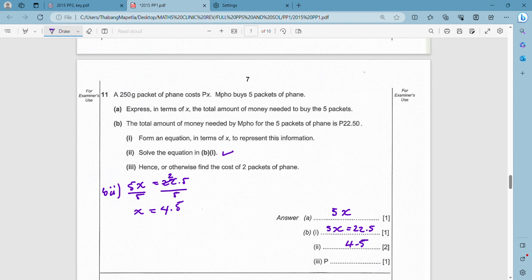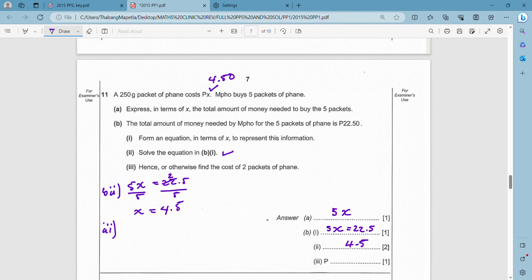And then part iii says hence or otherwise find the cost of 2 packets of pani. Remember, one packet of pani costs X pula, and X is equal to 4.5, which means it is 4 pula 50. X is 4 pula 50. Now they are looking at 2 packets of pani. Therefore, it's going to be 9 pula. Okay, calculating.